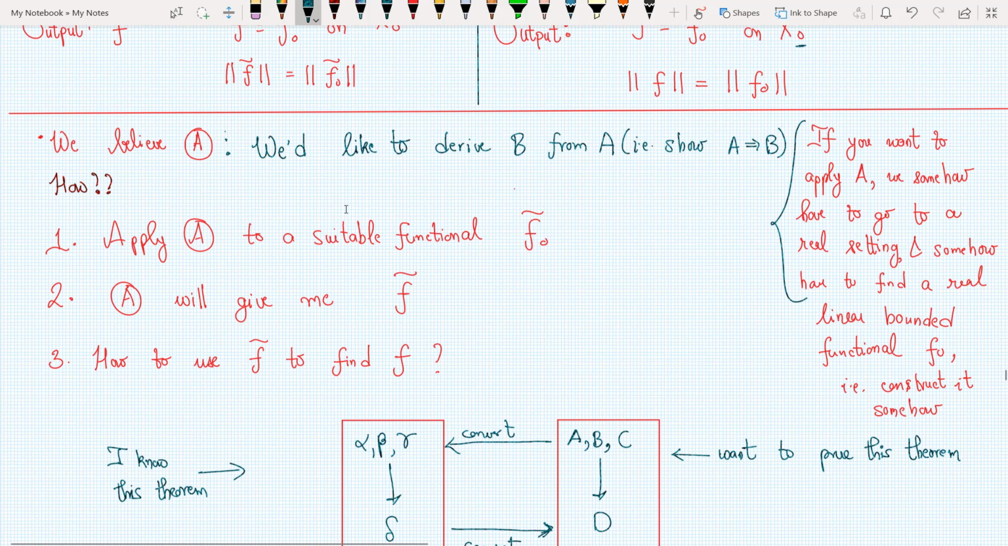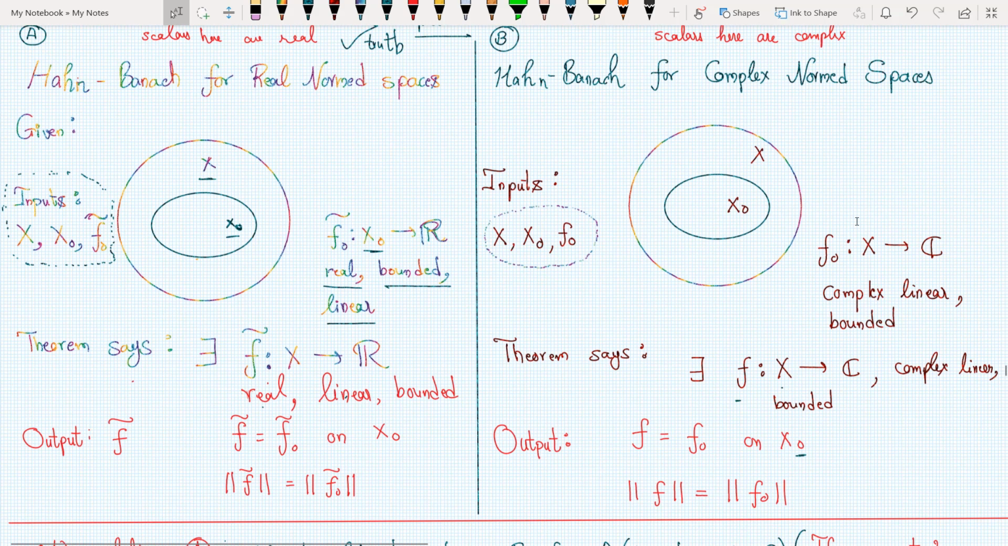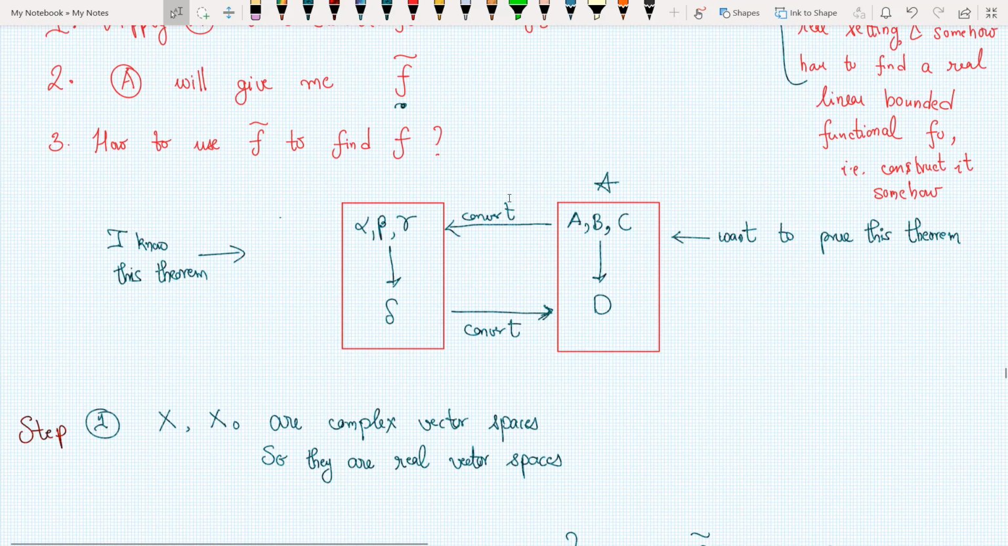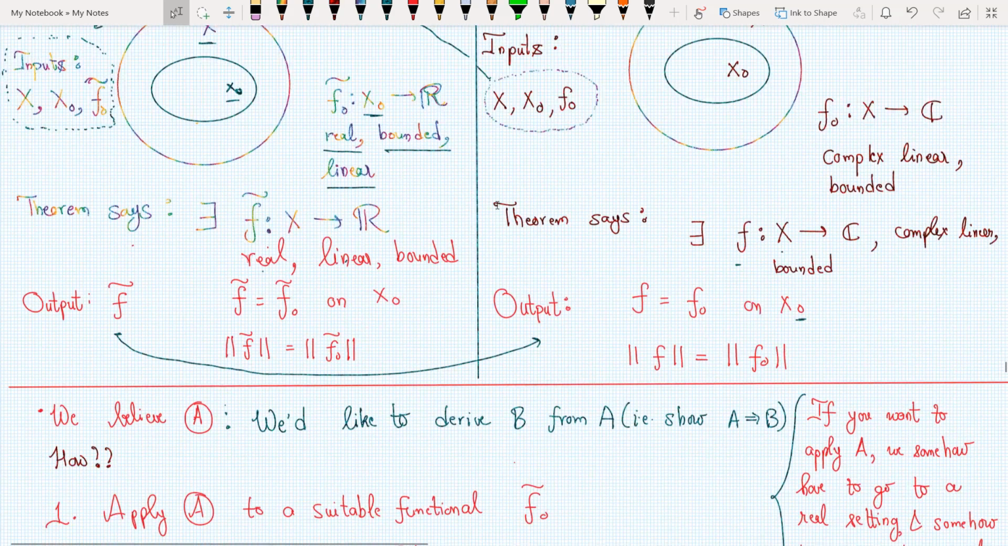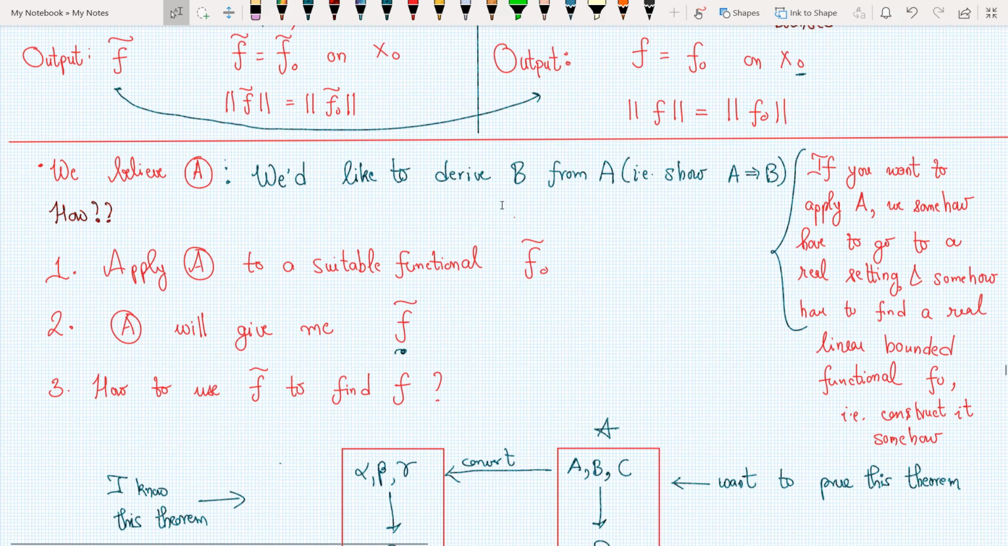We construct it somehow. So let's take a deep breath and go through the strategy, how we would proceed further with the proof. The first thing we do is apply A to a suitable functional f naught tilde. So if I have this setting, I have to find a functional f naught tilde so that I can apply A to it. Now that I have given an overview of what we want, I would look at a further strategy, an algorithmic way to deal with our abstractions.